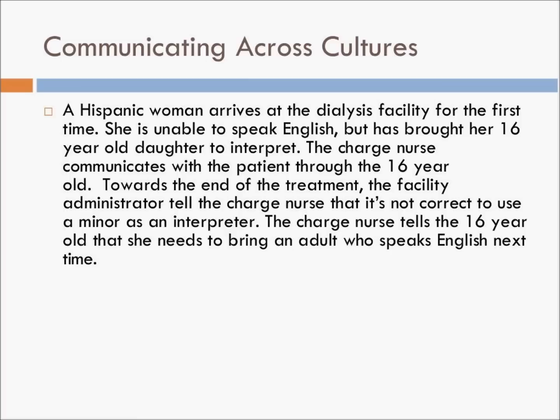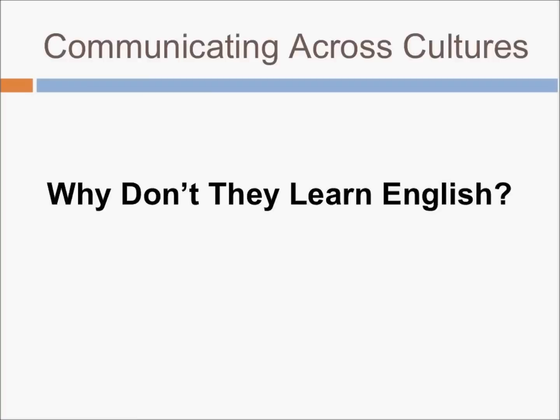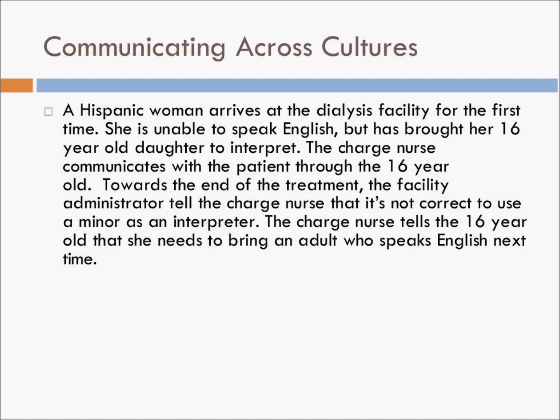Next case: a Hispanic woman arrives at the dialysis facility for the first time. She is unable to speak English, but has brought her 16-year-old daughter to interpret. The charge nurse communicates with the patient through the 16-year-old. Towards the end of the treatment, the facility administrator tells the charge nurse that it's not correct to use a minor as an interpreter. The charge nurse tells the 16-year-old that she needs to bring an adult who speaks English next time. So here's what's important about that. Family members and friends should never be used as interpreters, even adults.